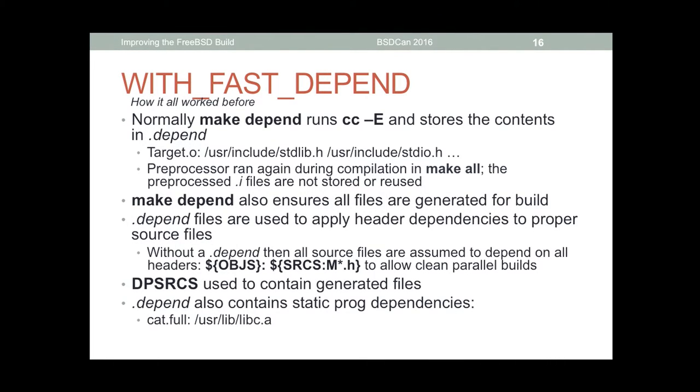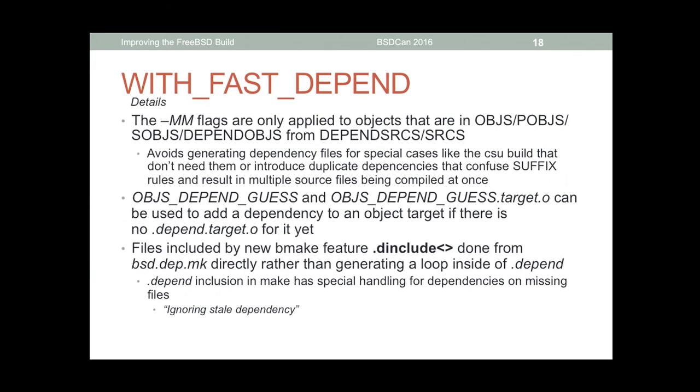This objects line here, you really only want to use this when there's no depend file already. And so I've renamed this to be objects depend guess, or objects depend guess.target.o. In some places in the tree, these variables are used to add a dependency to a target only when its depend file doesn't yet exist. Because you don't want to add in double dependencies or make everything depend on a header when really it doesn't. And this is part of the effort to make all safe without having a depend file.